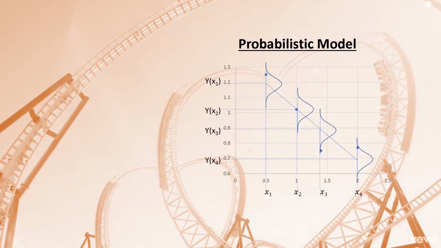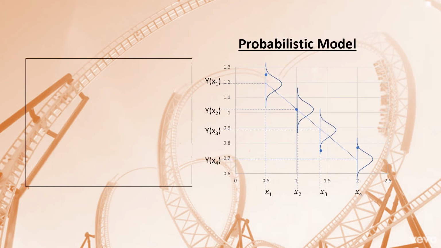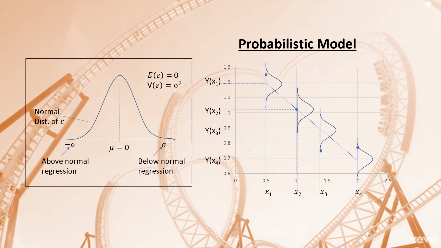The random deviation factor epsilon represents all of the random factors that contribute to y's random variation from the regression line. The expected value of epsilon is 0, and the variance of epsilon is the squared distance from the regression line.